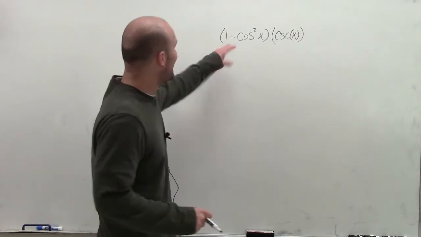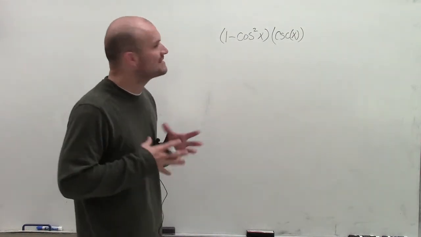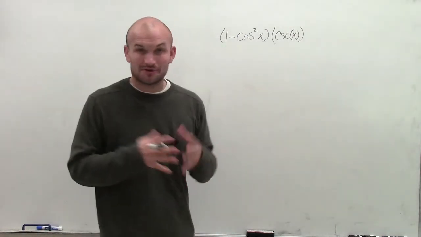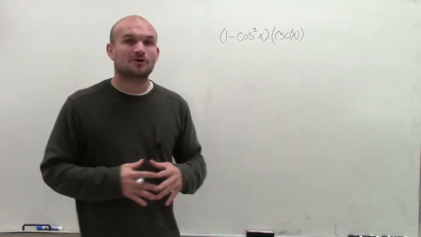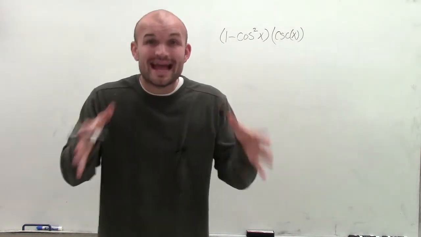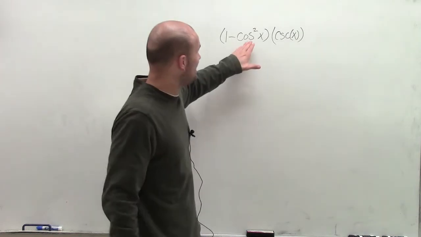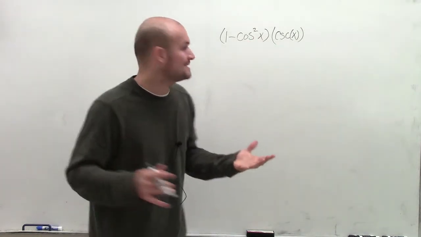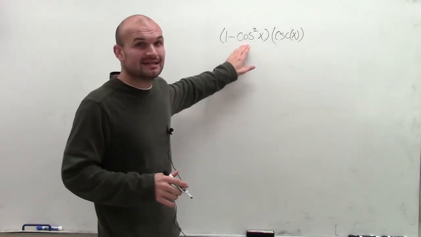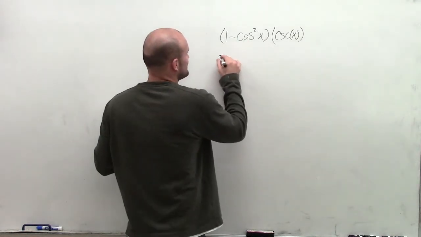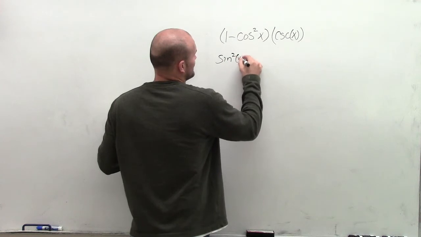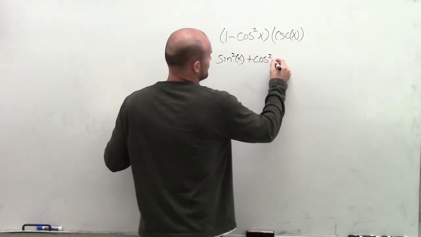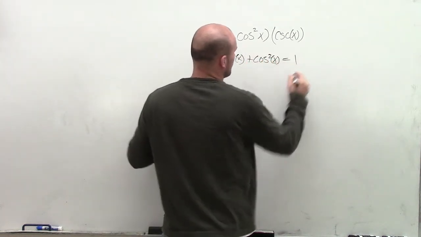So here we go. I have 1 minus the cosecant of x times the cosine squared of x, times the cosecant of x. And now whenever, any single time, I see a trigonometric function squared, I always want to look into my Pythagorean identities. And remember, the Pythagorean identity that deals with cosine squared states that sine squared of x plus cosine squared of x is going to equal 1.